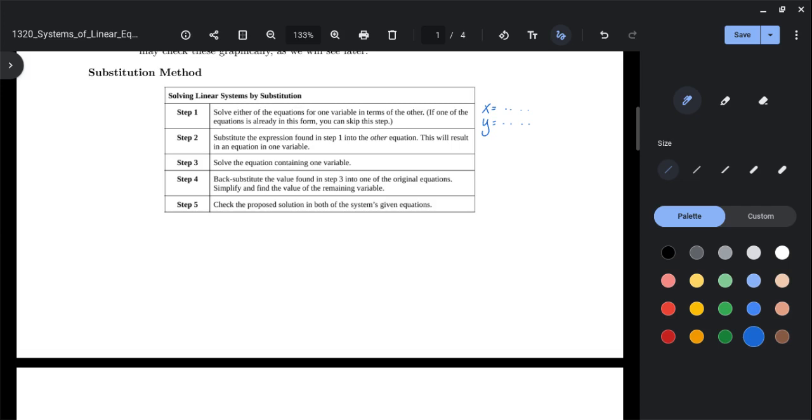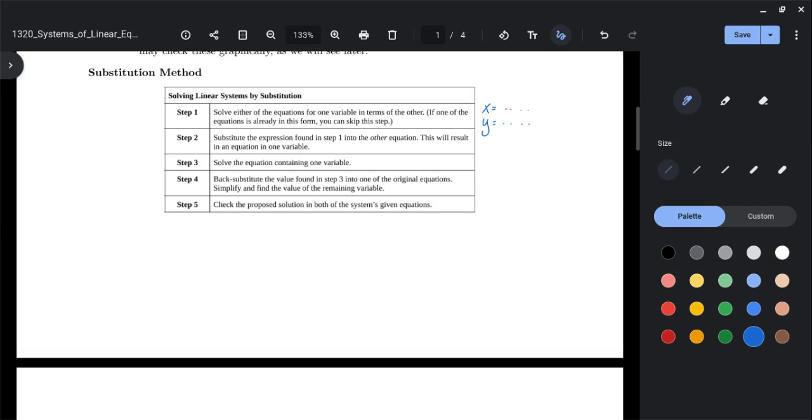Another thing that we might want to look for if we're looking to apply the substitution method is, is one of our variables easily solved for? What I mean is it's not going to take 5 or more steps to solve for our variable, but it's just a simple 1 or 2, maybe 3 steps to get that by itself. And we'll see that in the example.